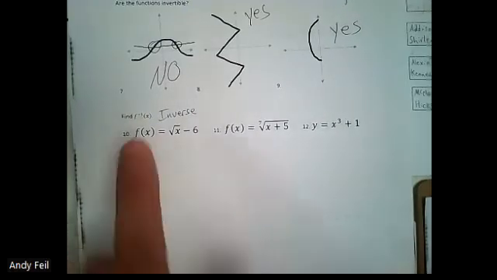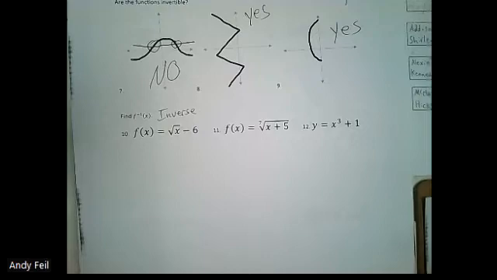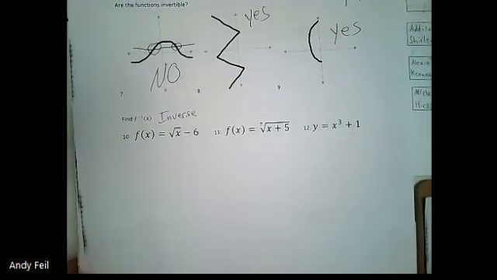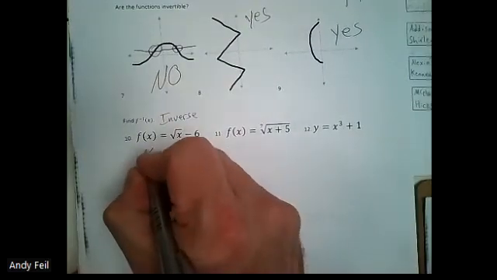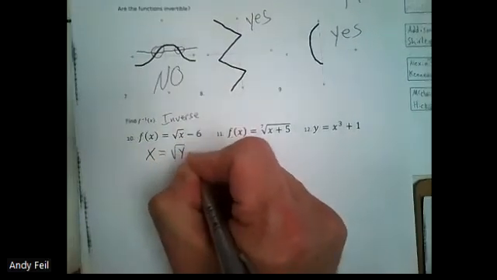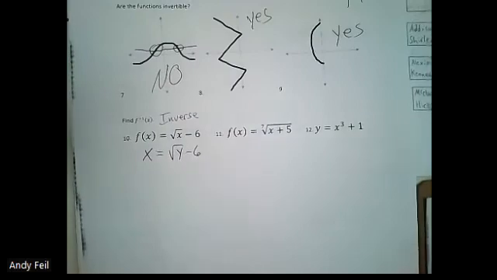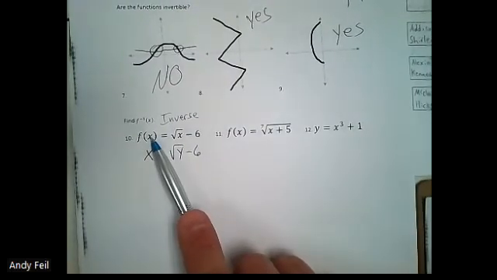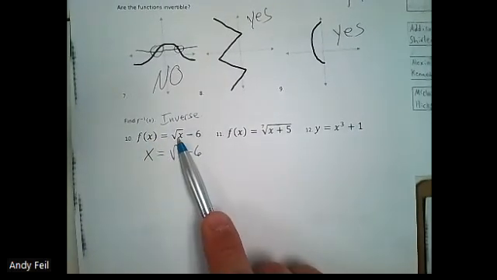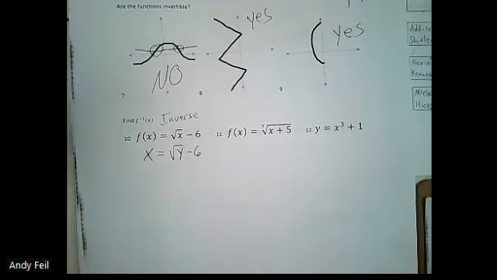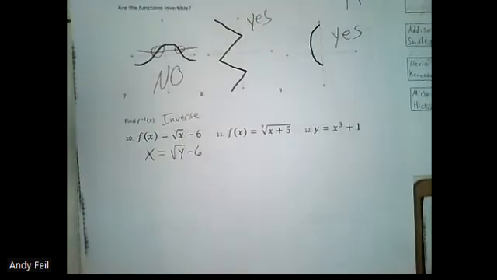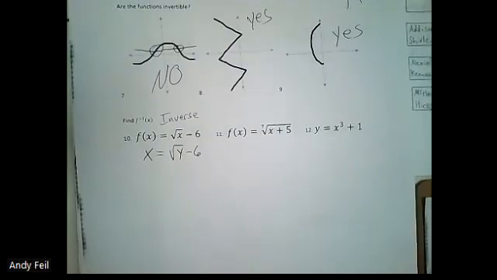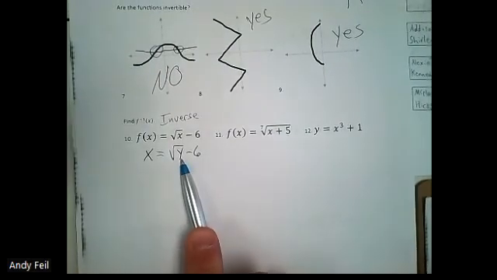F of X is just a fancy way of saying what letter? It's a fancy way of saying Y. So when I swap the X and Y, it's going to look like this. X equals the square root of Y minus 6. This says Y, I just changed it to X. That says X, I changed it to Y. If you do that on paper, you're going to get this problem right, because now you just have to solve it for Y.